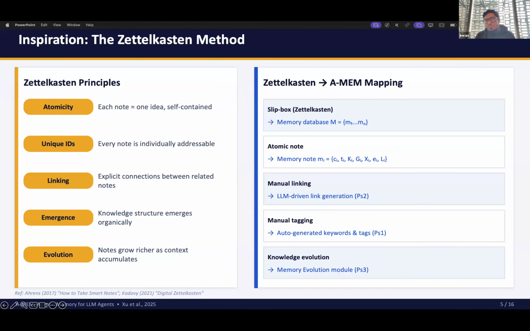It's a German word meaning slip boxes, and the idea is how we organize memory from a psychological perspective. Each memory should be a distinct memory, one idea, and each memory should be correctly identified, maybe with a UUID. It should have linking properties between different memories, and it should evolve based on other memories. So let's say I have some perceptions of one person, I have some knowledge, but I learn something from another person that person X does something.